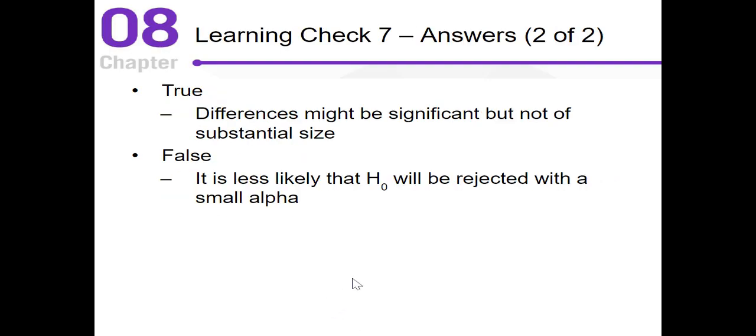And the first one is true. The differences might be significant, but not of a substantial size. And the second one is false. It is less likely that the null hypothesis will be rejected with a small alpha.